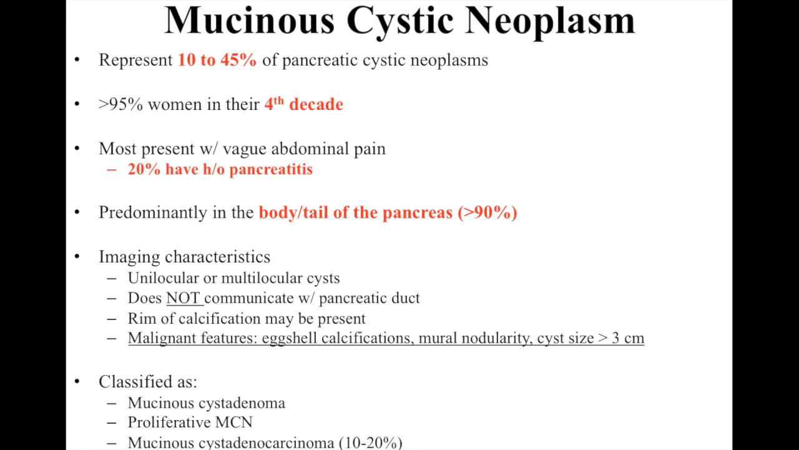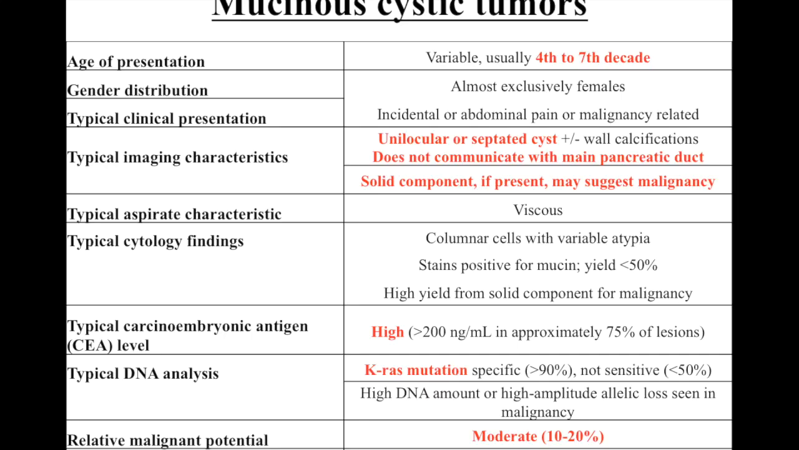Here's imaging and path showing the characteristic honeycomb and central scar appearance for these lesions. So mucinous cystic neoplasms are also fairly common in the world of pancreatic cysts, but unlike serous cysts, these will present in younger patients and are almost exclusively found in the body and tail of the pancreas. Most often these are unilocular, and in about 10 to 20% of cases, these mucinous cysts can be harboring a malignancy.